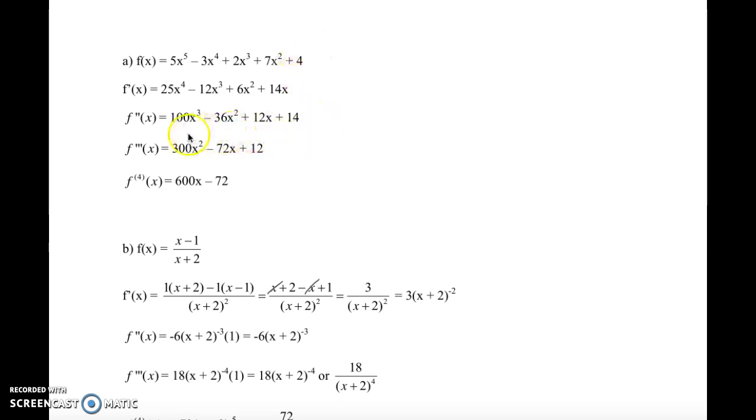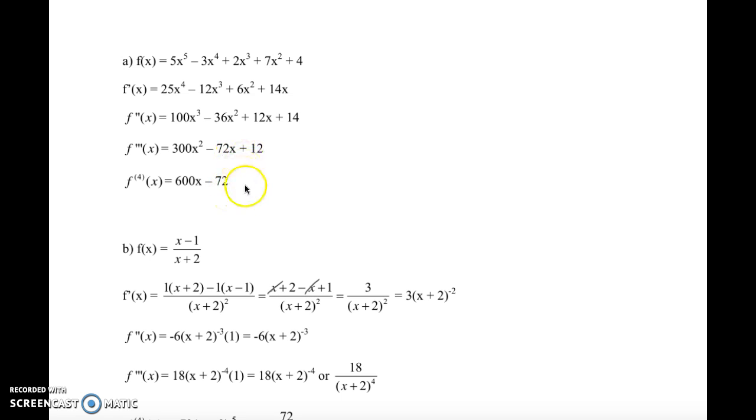Taking the second derivative, now we have 25 times 4, 100, x cubed, 3 times 12, minus 36x squared, 6 times 2, 12x plus 14, this x drops off. Taking the third derivative, 3 times 100, 300, 2 times 36, 72x, and plus 12, the 14 drops off. And then one more time, 2 times 300, 600 minus 72, the x drops off.